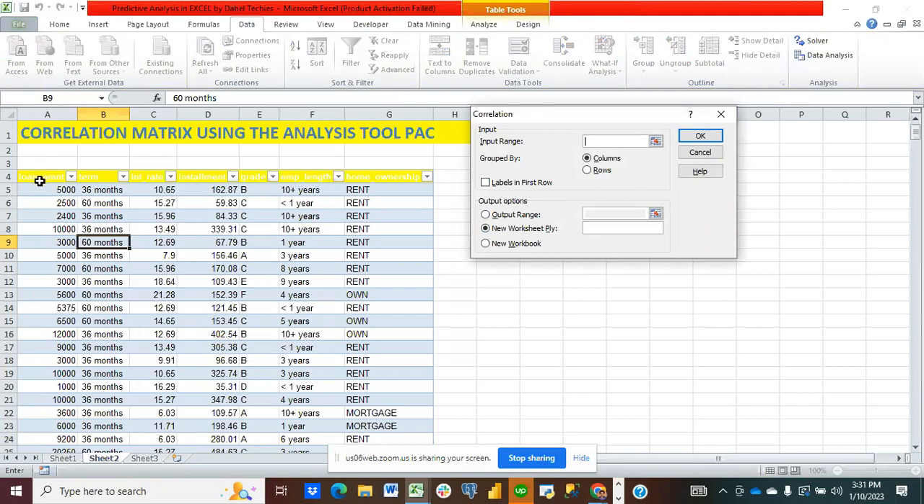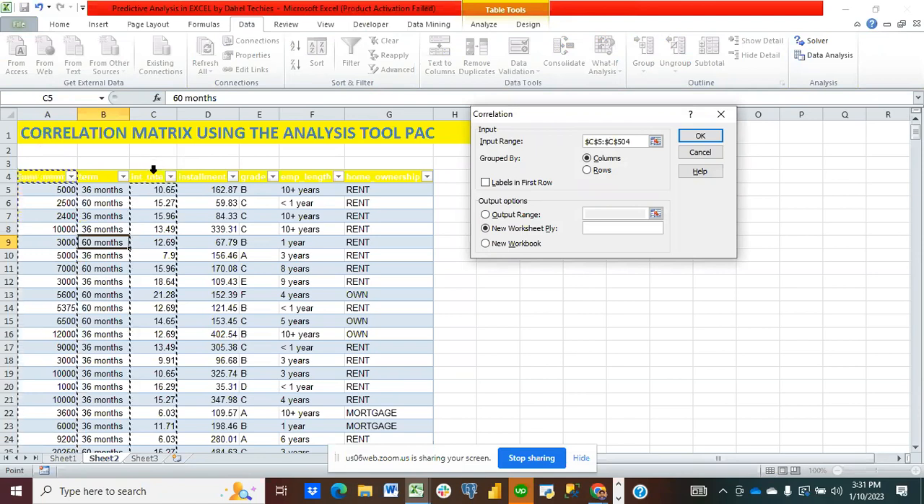I'm going to just click on this, okay, or click on the entire row and click on which one again? That one.